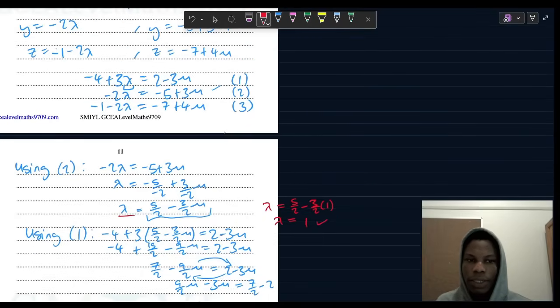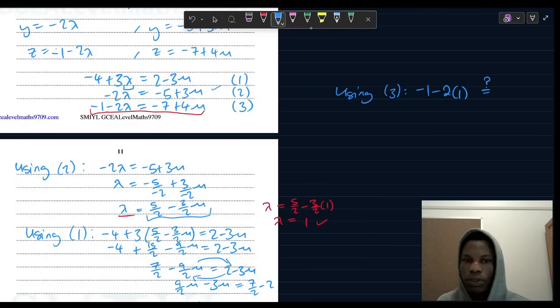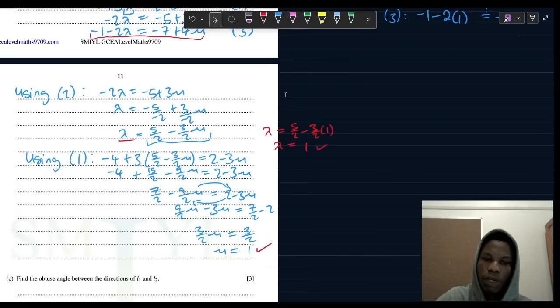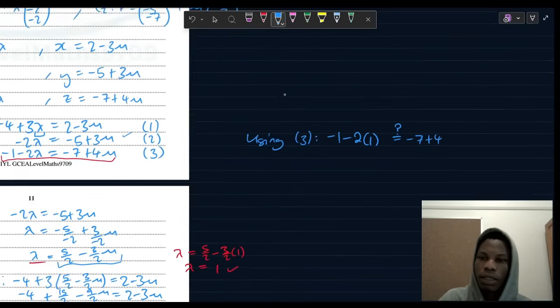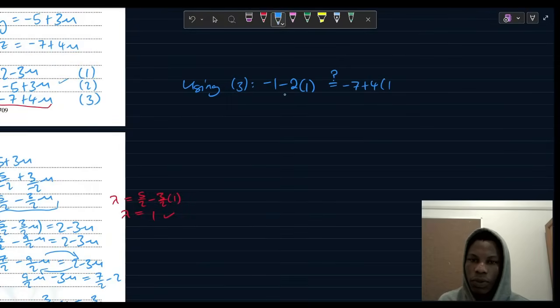So let's substitute this into the third equation and see if it holds. Using our third equation, we have -1, -2 lambda, which is 1. This should be equal to negative 7 plus 4 times mu. We found mu to be 1, so that's times 1. If we add up the left-hand side, we get negative 1, negative 2, that's negative 3. Is this equal to negative 7 plus 4, which is negative 3?